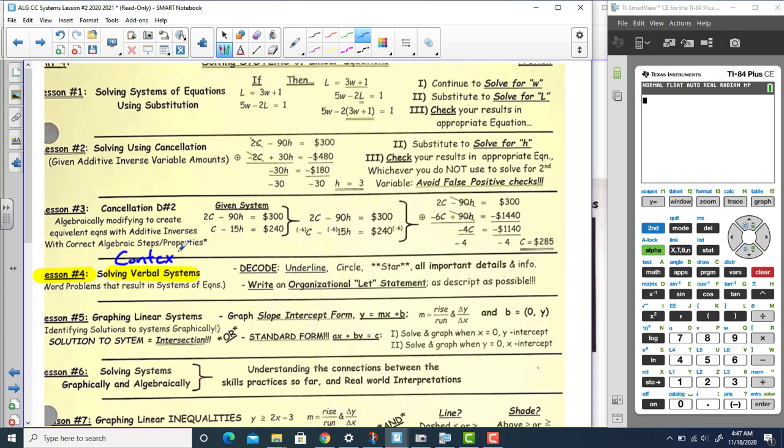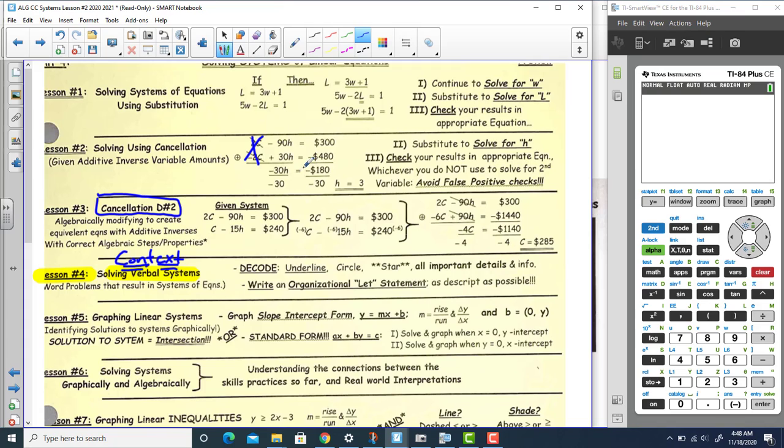So context means with the text. In Spanish, the word con means with, and text obviously means written word. So this is with written or spoken word. We're going to be solving word problems in systems of equations. And to do that, we're going to employ a lot of the skills we learned in cancellation throughout the last two lessons. We're going to be trying to get additive inverse variable amounts.